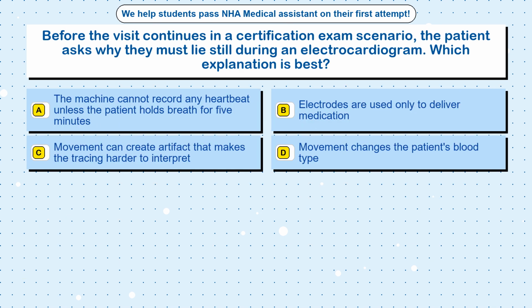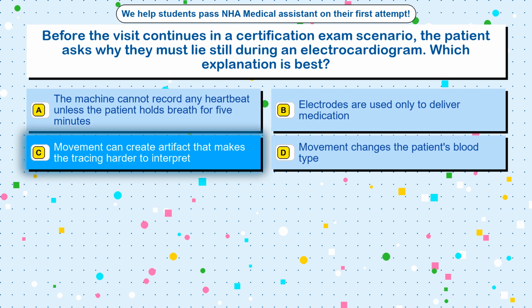Question 2. Before the visit continues in a certification exam scenario, the patient asks why they must lie still during an electrocardiogram. Which explanation is best? Option A. The machine cannot record any heartbeat unless the patient holds breath for 5 minutes. Option B. The electrodes are used only to deliver medication. Option C. A movement can create artifact that makes the tracing harder to interpret. Option D. A movement changes the patient's blood type.